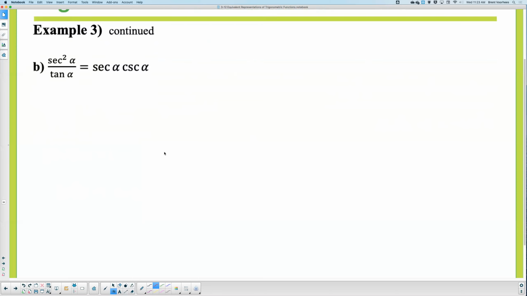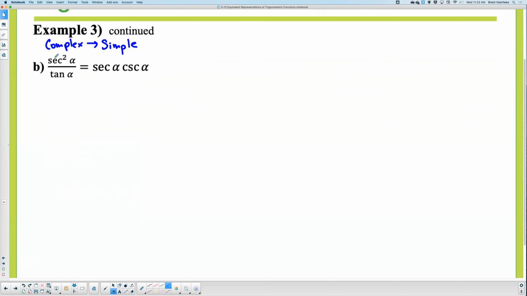All right, let's see what happens this time. Example 3. I'm going to work on the side with the fraction. I think that's more complex. I'm going to call this the complex side here. You always work from complex to simple.